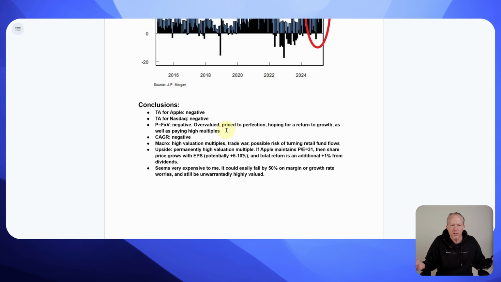So in conclusion, everything is negative for Apple, I would say. TA for Apple, TA for Nasdaq, the valuation is too high, and we have macro headwinds. So it could easily fall by 50%.